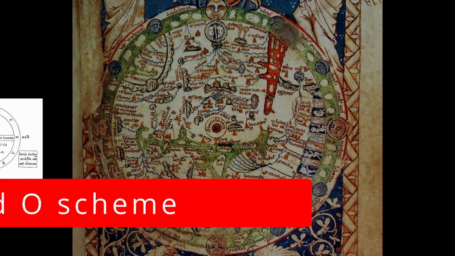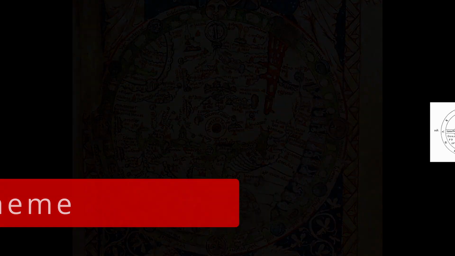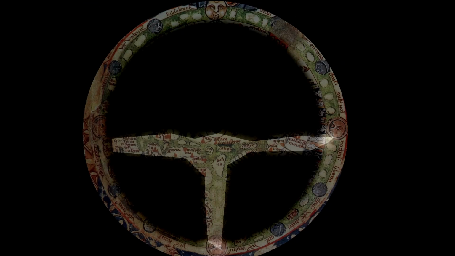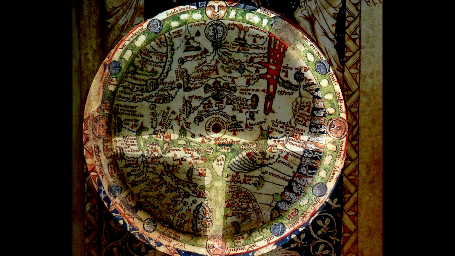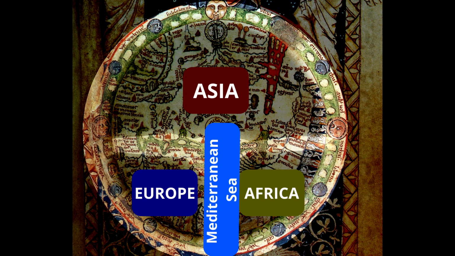Like most Christian medieval maps, this one too is based on the T and O scheme. The O stands for the encircling ocean that is supposed to surround the entire known world. The T stands for the bodies of water dividing the three known continents Asia, Europe, and Africa. Those bodies of water are the Mediterranean Sea, the Nile, and the Don River.